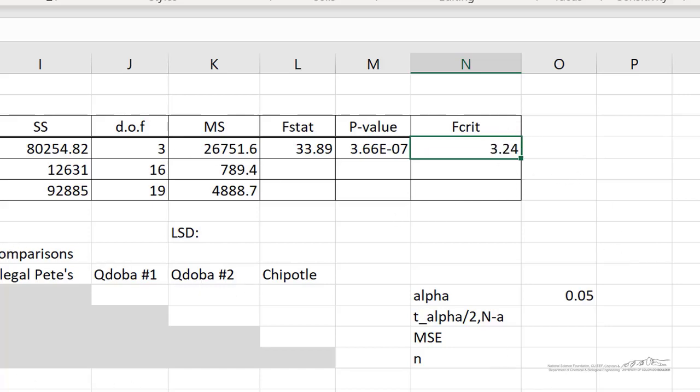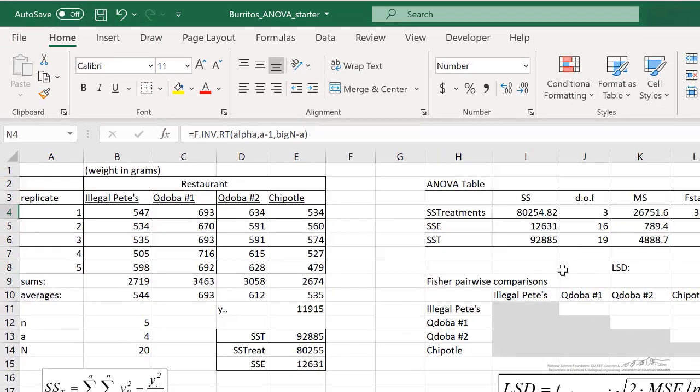In the next screencast, I will show you how to do pairwise comparisons for the different treatment groups.